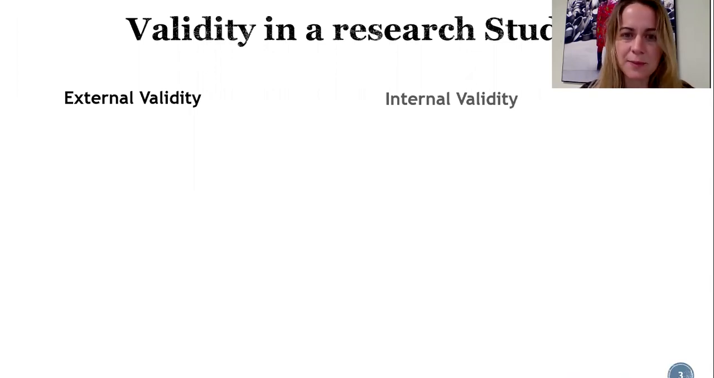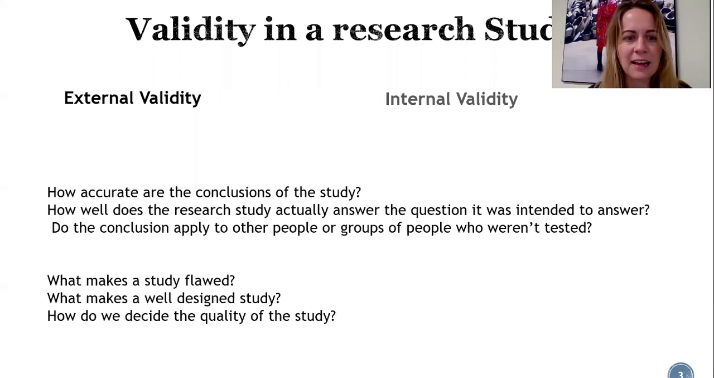So a few weeks ago, we talked about measurement validity, which is the extent to which a measuring procedure measures what it intends to measure. This week, we'll be talking about validity on a larger scale, the extent to which the whole research study is valid. We'll be talking about whether the conclusions of a study accurately follow from what was actually done. So how well does that research study actually address the questions it set out to address? Did the conclusions apply to other people or groups of people who weren't tested?